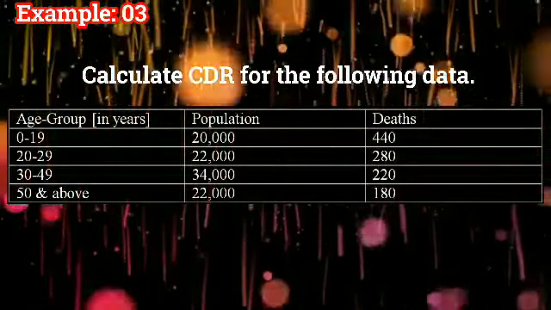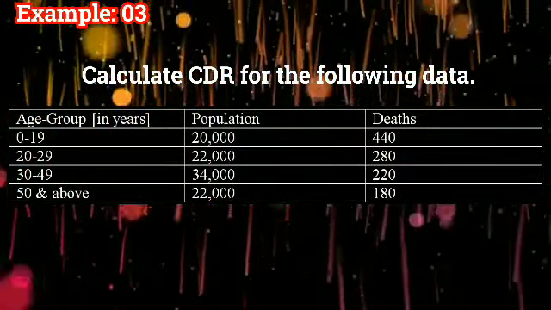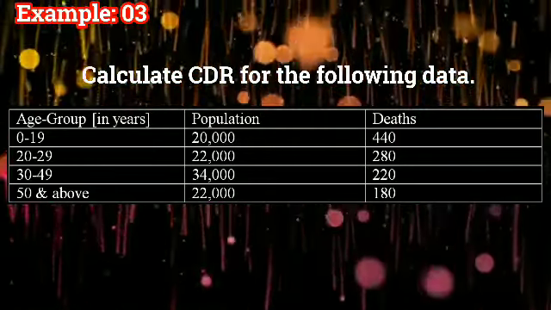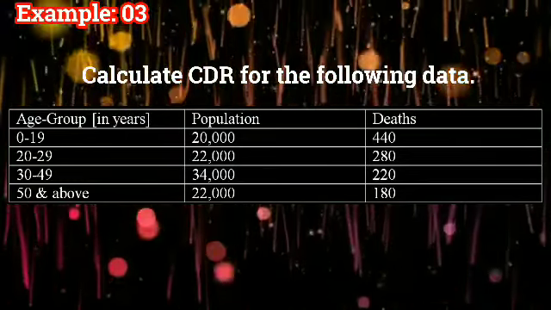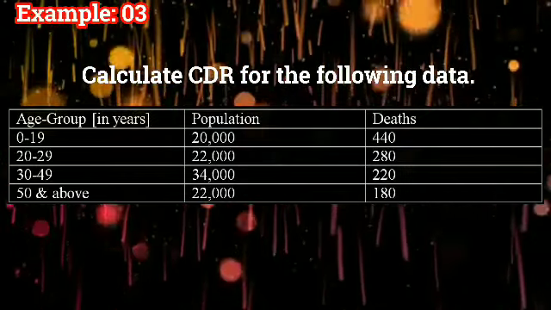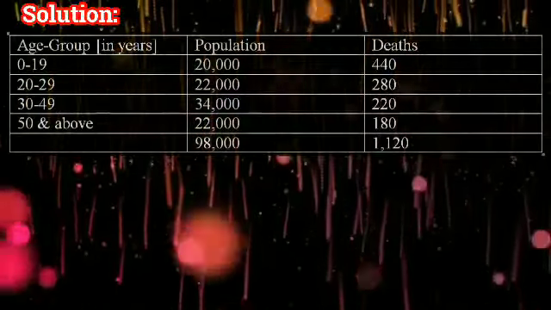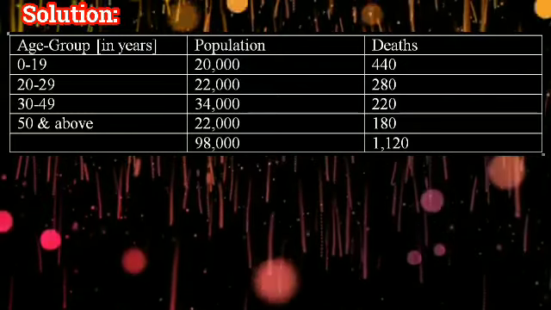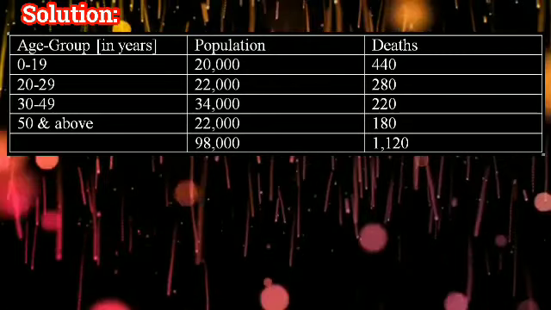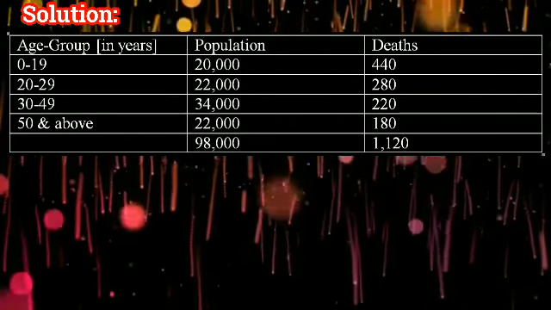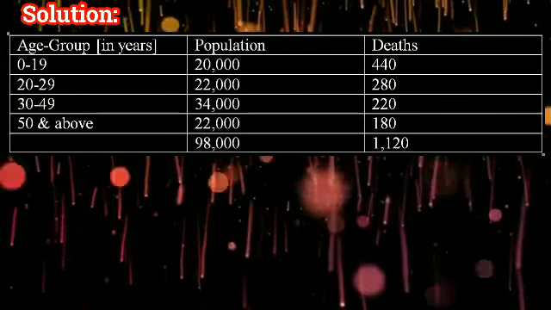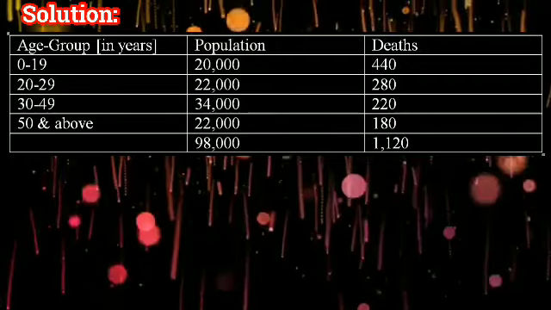In the third example, calculate CDR for the following data. Here one table is given. The data is given in the form of a table. Different age groups are given along with population and the deaths. So in the solution part, draw that table, copy all the values which are given in the question, and find the total of the second and the third column, because CDR is computed based on the deaths and based on the total population. So find the total number of deaths, find the total population.